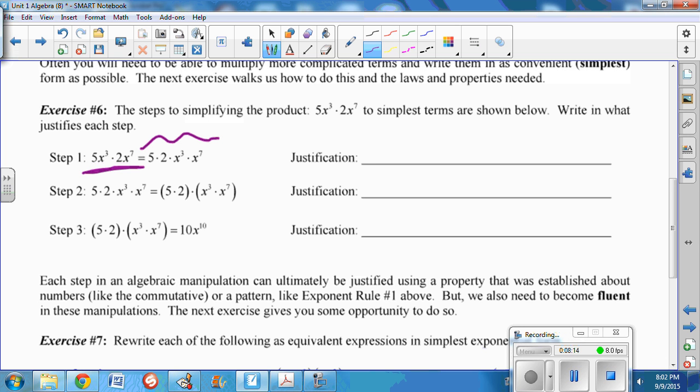So we changed the order. That's the commutative property. I'm going to abbreviate: commutative property of multiplication. Because we can have the commutative property of addition, since we can change the order of addition, but we can also do it with multiplication. So I'm going to be real specific here. Commutative property of multiplication.